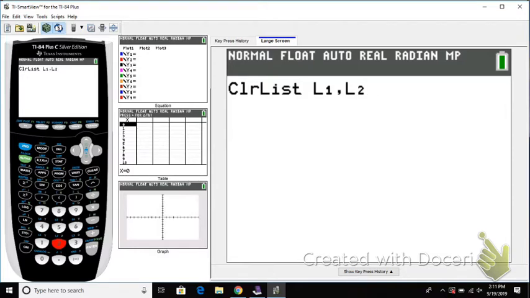Yes. How do I get out of the periodic table app? Just hit second quit.